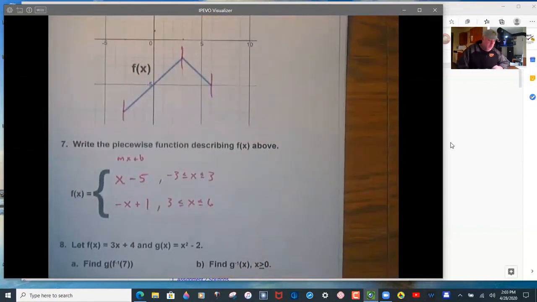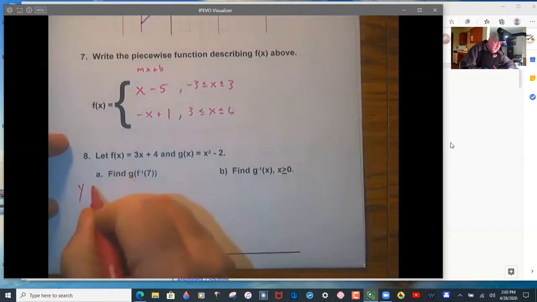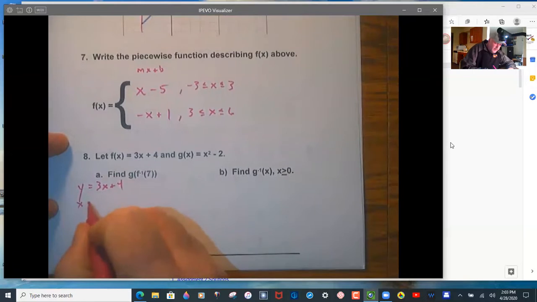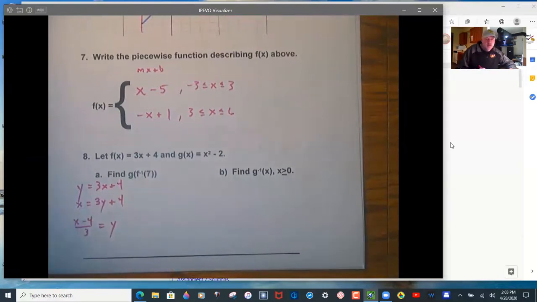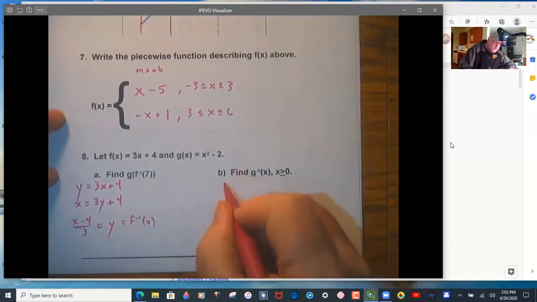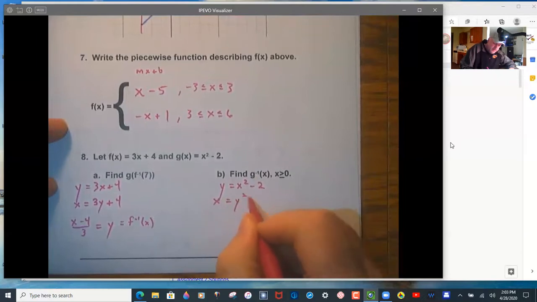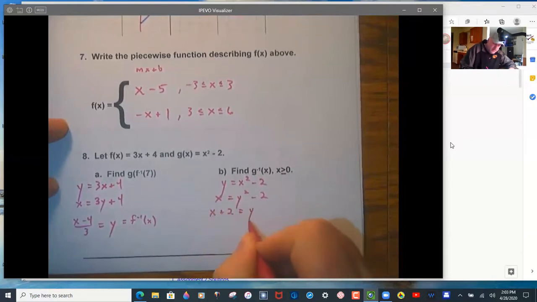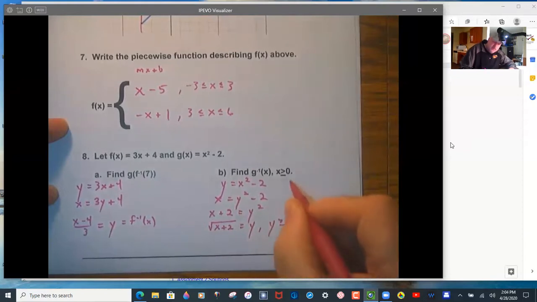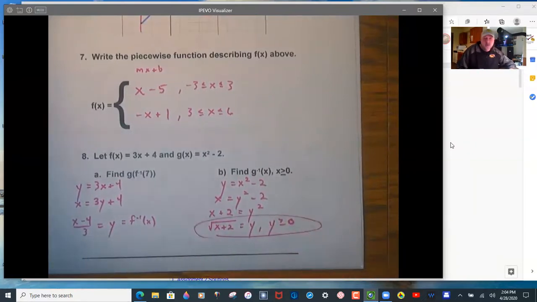Okay, 8 part A. It looks like we're computing an inverse on both of these, so I will do that first. So x equals 3y plus 4. So x minus 4 over 3 would be the inverse function. And then here, so now we're going to interchange and solve for y. So x plus 2 equals y squared, and then we're going to square root on both sides to get y by itself. And then the y greater than or equal to 0 is just the interchange of the letter there. That's all that is. So this is all they wanted on that.